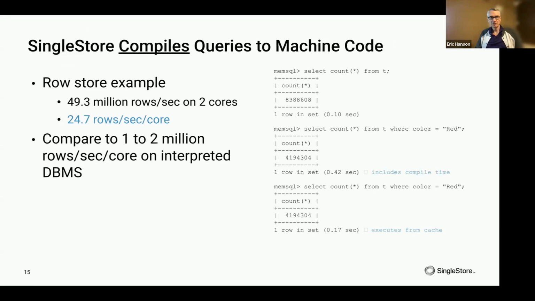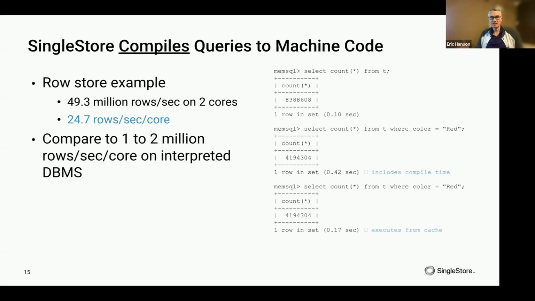So I mentioned that we compile queries to machine code. For a compiled query on a SingleStore row store, which is really good for transactional workloads but can also do a tremendous job for analytics, we can get about 24 million rows per second per core processing rate. Compare that to 1 or 2 million rows per second per core on an interpreted database management system that's using a disk-based access method like Postgres, MySQL, SQL Server, Oracle, etc. So we're at least an order of magnitude faster than those legacy B-tree-based row-oriented access methods.